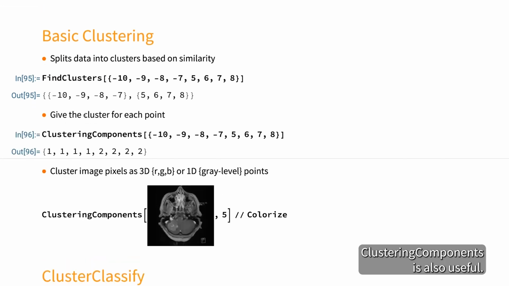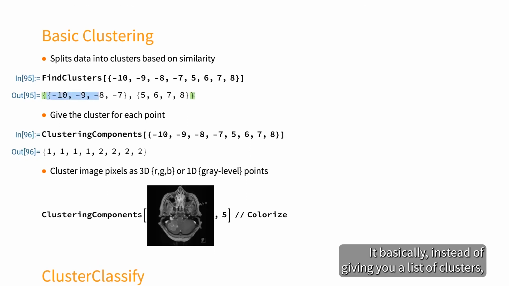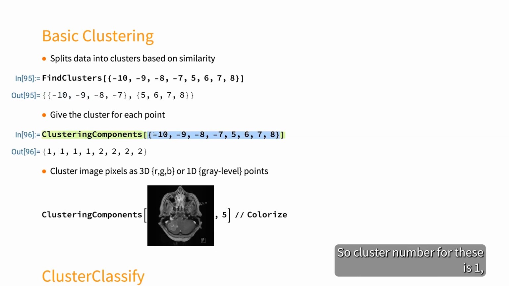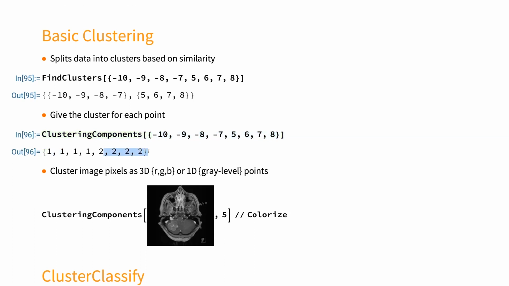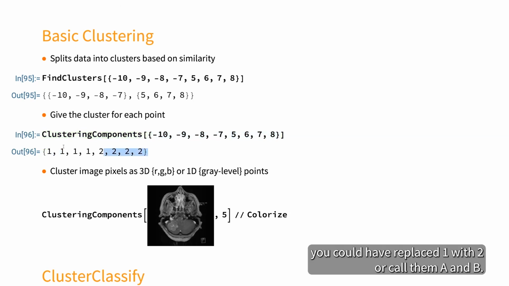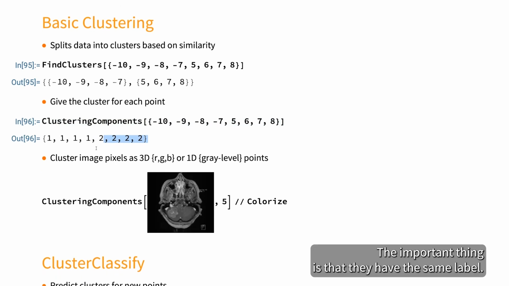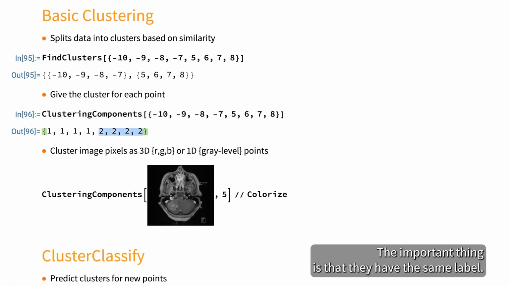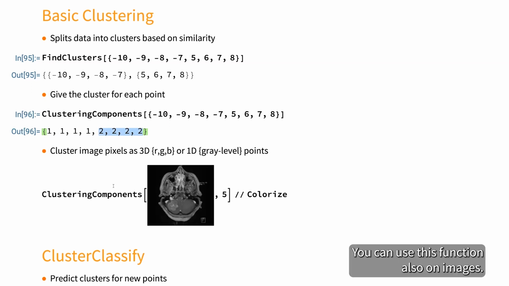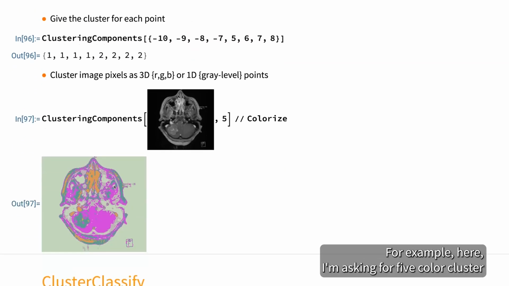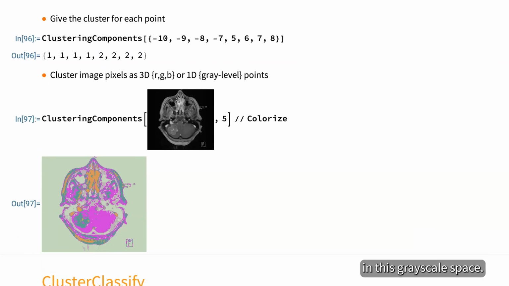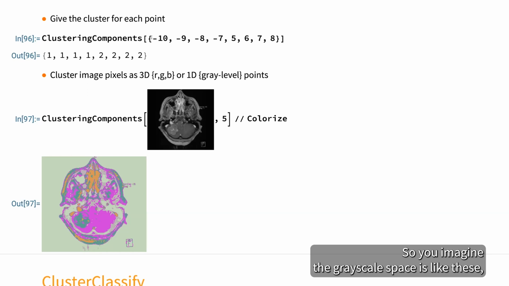Clustering components is also useful. Instead of giving you a list of clusters, it will keep the order of the examples and give you the cluster number. So cluster number for these is 1. Cluster number for these is 2. These numbers are meaningless. You could have replaced 1 with 2 or called them A and B. The important thing is that they have the same label. You can use this function also on images. For example, here I'm asking for 5 color clusters in this grayscale space. So imagine the grayscale space is like these.